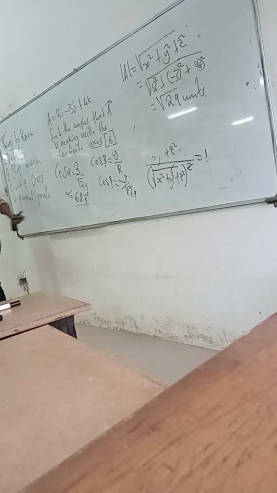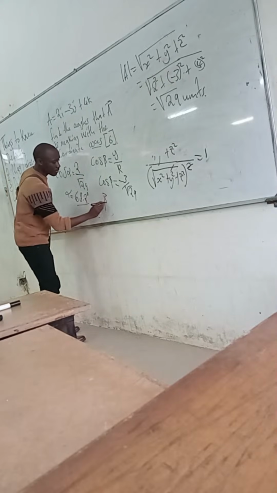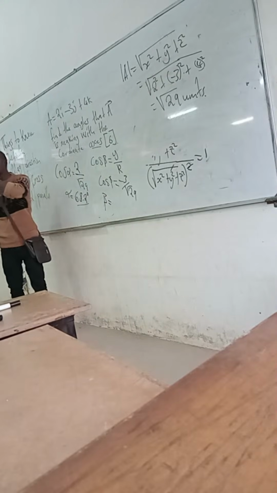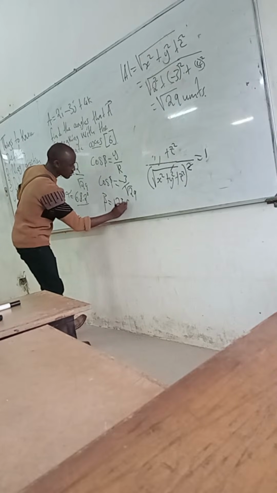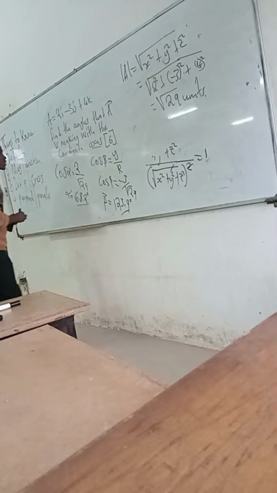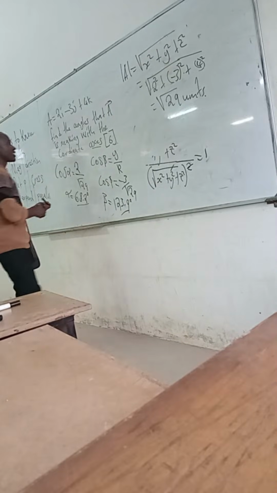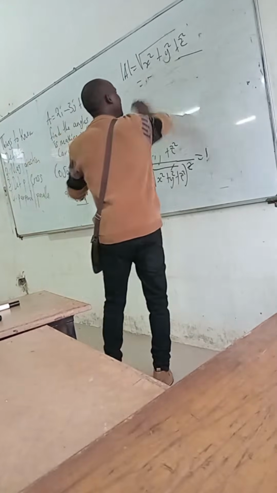Guys, we have done this, we are just revising. Angle beta is 123.9 degrees. What other angle are you supposed to find? Gamma.